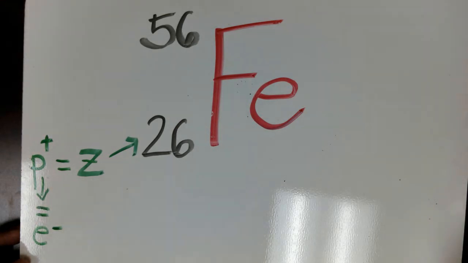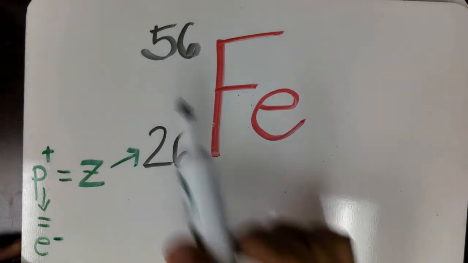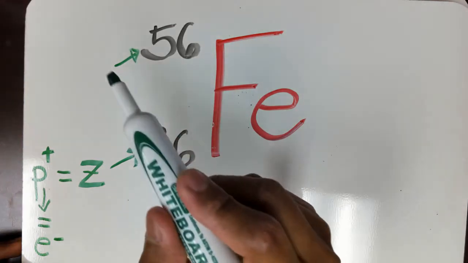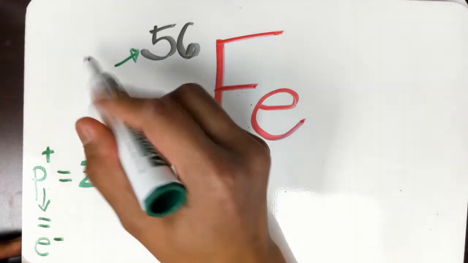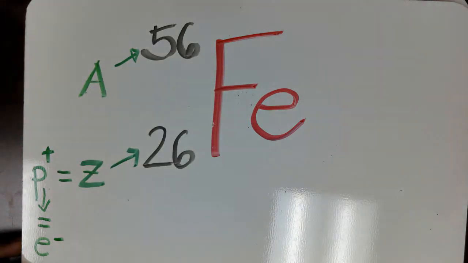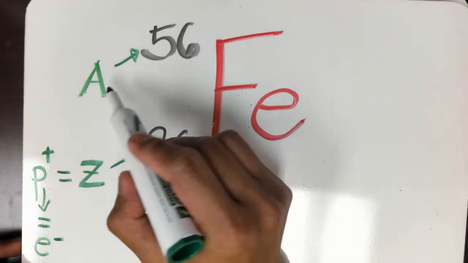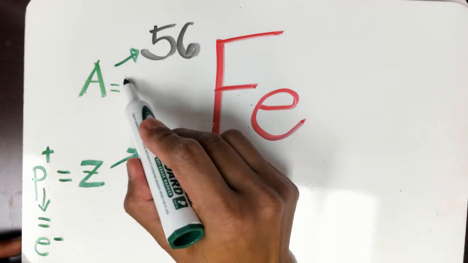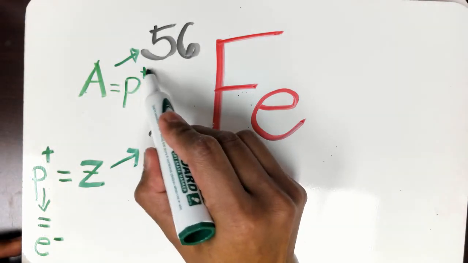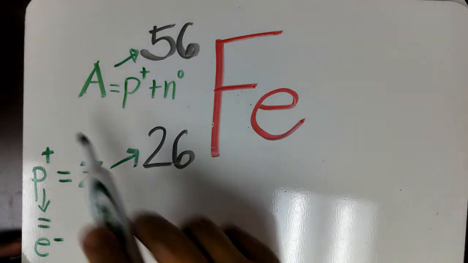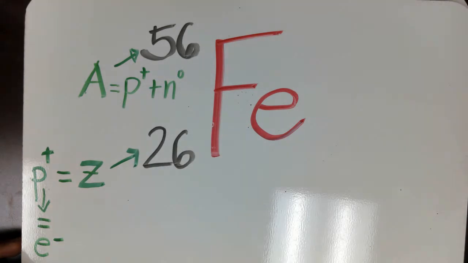Okay? The next thing I'm going to label is the one on top. And I know that the one on top is my mass number. And mass number is symbolized by capital letter A. And for capital letter A, the formula to get mass number is the summation of protons plus neutrons.